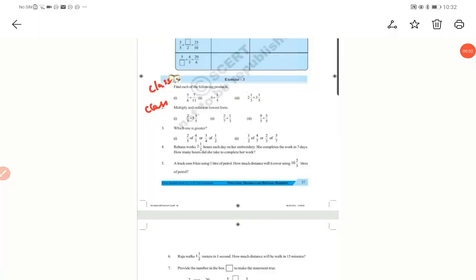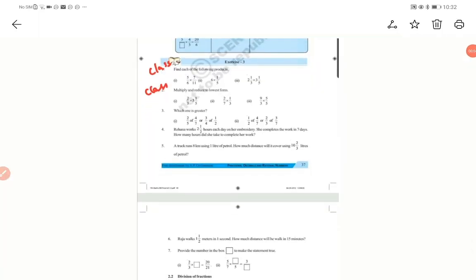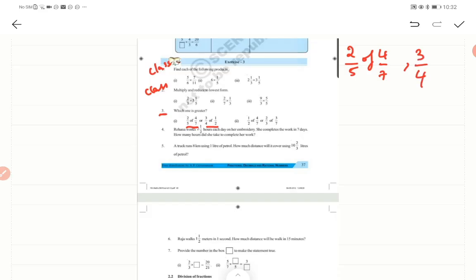Okay, let's do some exercise problems, exercise 3. I'll take this third one. They're asking which one is greater, this one or this one. The number given is 2 by 5 of 4 by 7, and the other number to be compared is 3 by 4 of 1 by 2. So what is this? 'Of' is multiplication. 3 by 4 into 1 by 2.